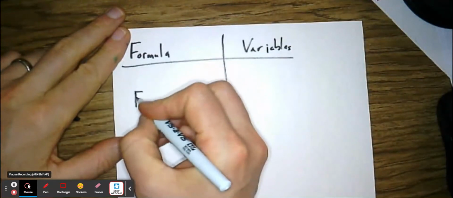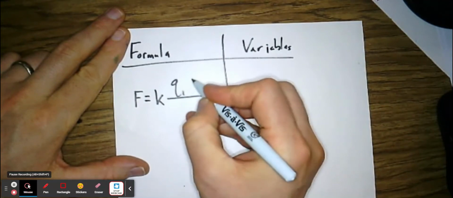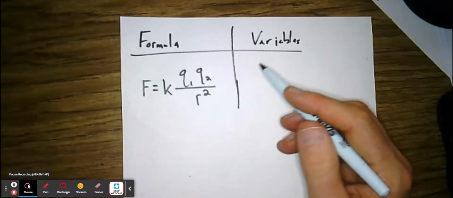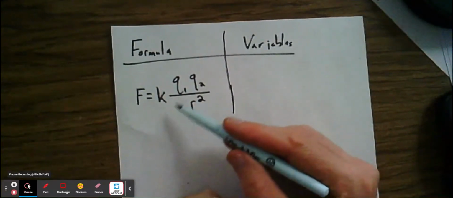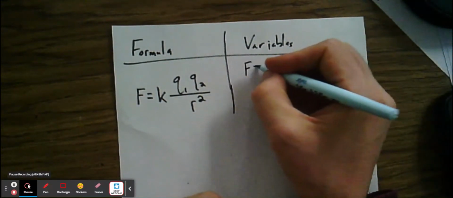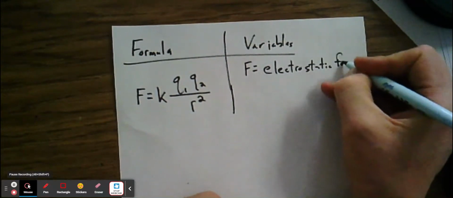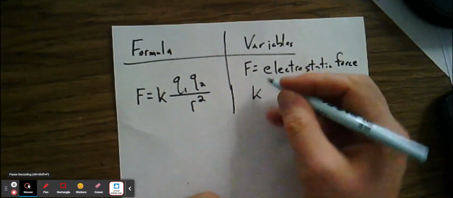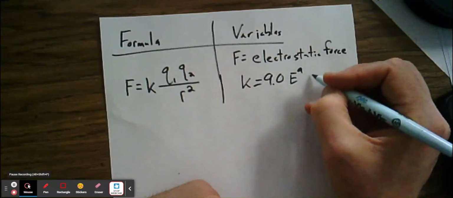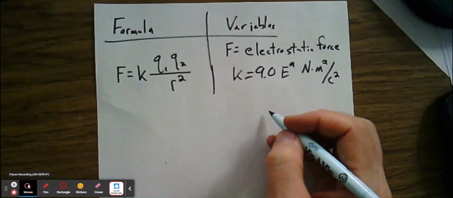So electrostatic force, the formula is F equals K times Q1 times Q2 divided by R squared. F stands for electrostatic force. K is a constant, and it's always equal to 9.0 times 10 to the 9th newtons times meters squared per coulombs squared.